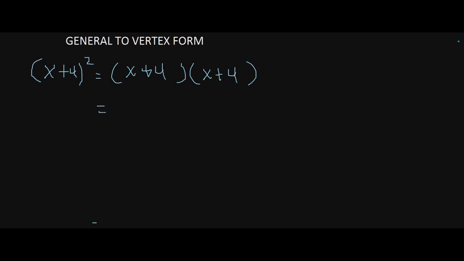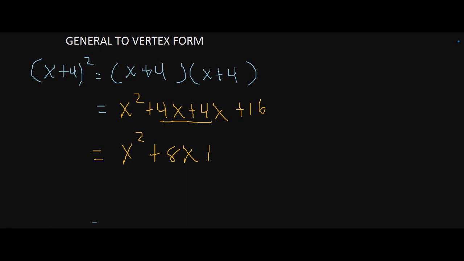Let's see, what's x times x here? That's going to be x squared. Plus, what's x times the 4? x times the 4 gives me 4x. Now we go to this 4. What's 4 times the x? That's just going to give me 4x again. And what's 4 times the 4? That gives me 16. So now I'll write this out: x squared plus, well, 4x plus 4x is 8x, and then plus 16.